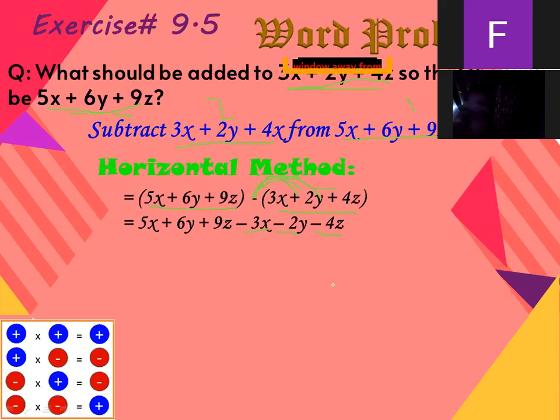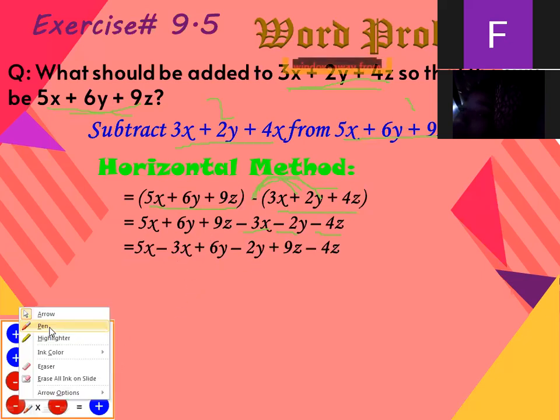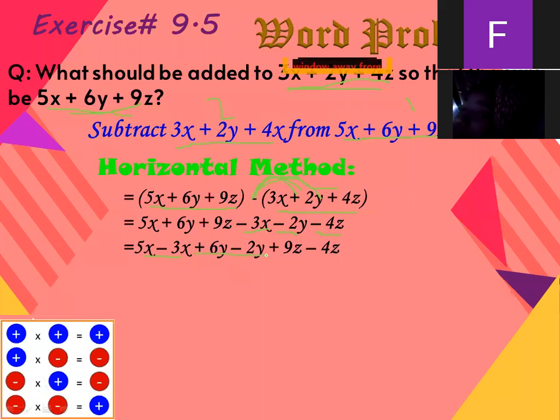Okay, now simply you will arrange the like terms together. You will combine all the like terms together just like this. 5x minus 3x plus 6y minus 2y plus 9z minus 4z. Okay, now simply you will subtract or add the like terms together, this one, this one, and this one. So 5x minus 3x, it will become 2x. 6y minus 2y, it will become plus 4y, and plus 9z minus 4z, it will become plus 5z.